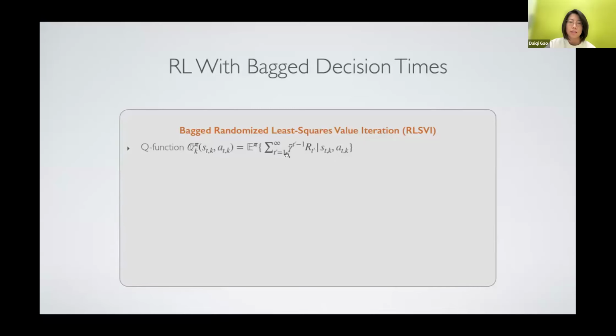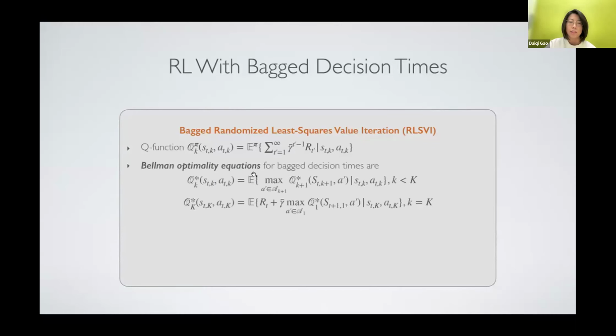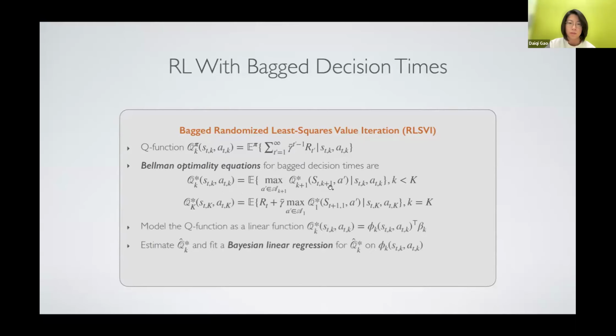Remember that the Q function is the cumulative rewards given the current state and action. And the Bellman optimality equations describe the relationship between the optimal Q functions. And here, these Bellman optimality equations are specifically for the problem with batched decision times. Then we model the Q function as a linear function in the basis functions phi. The basis function phi can be flexible to capture any nonlinearity.